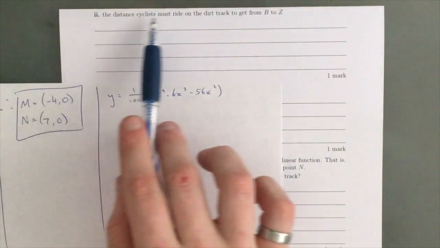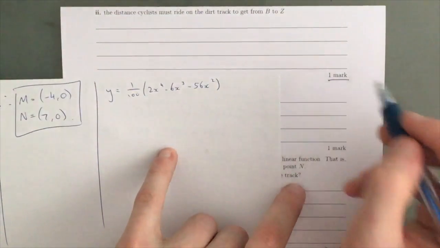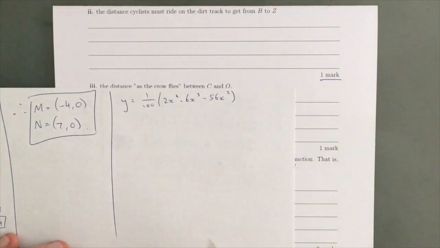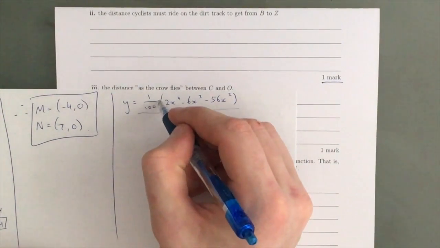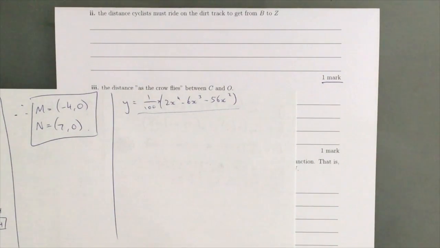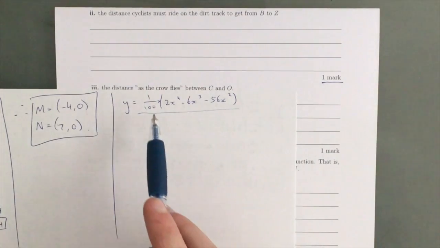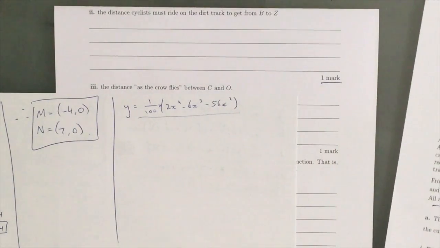Part B, II. Find the distance cyclists must ride on the dirt track to get from B to Z. So this is only 1 mark, which means you can do this whole thing in your calculator. The easiest way to do this is to sketch this in your calculator. Simply put that in. You might need to put a times in between the bracket and the fraction, and that will sketch that. And you'll end up seeing this, and you'll see that the point B is this turning point down here, which is what you want to find.